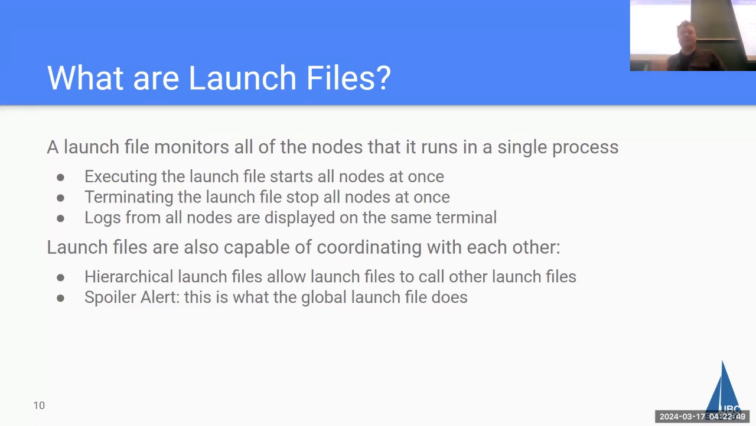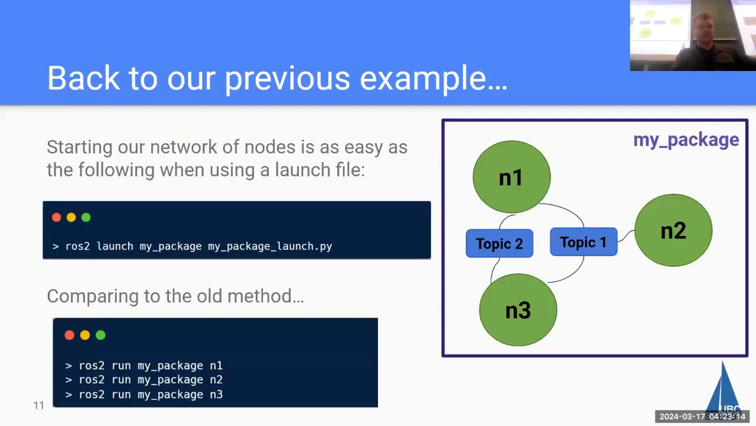And then launch files are also capable of coordinating each other. You can make launch files call other launch files, and spoiler alert, this is what the global launch file does. We have a launch file defined in each of our packages, and we use the global launch file to call upon each of these launch files and start the entire system. But again, I'll go into more detail on that in a bit. And just as I mentioned earlier, it's pretty easy to run a launch file compared to running each node one by one to start your entire network.